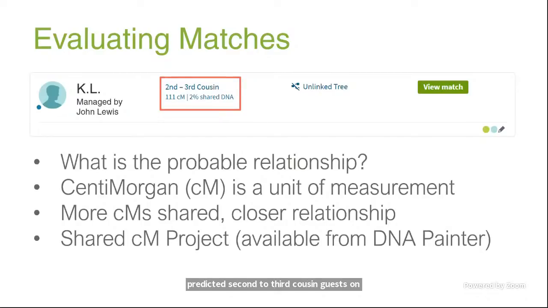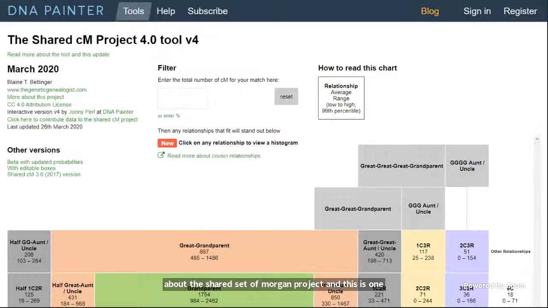And this is where I actually feel like the Shared cM Project on DNA Painter is great. For those of you who were able to listen to the Facebook Live that FamilySearch did with Jonny Perl, who runs DNA Painter, he talked about the Shared cM Project. This is one of the coolest tools out there, I think. If you go to DNA Painter and look at the tools, you're going to come across the Shared cM Project. It's put together by a genetic genealogist named Blaine Bettinger, and he actually goes out and collects data from people.